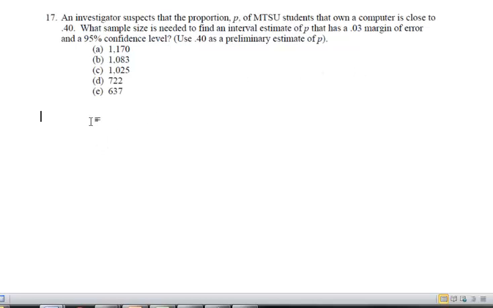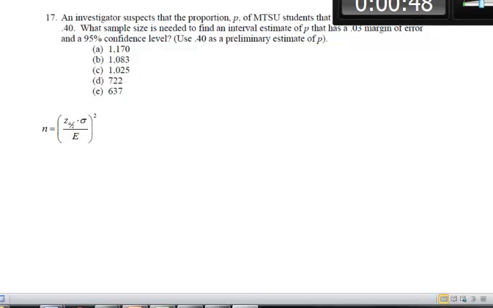So this is one of the few formulas we actually need to know, and definitely put this on your note card. It's n equals z alpha over 2 times sigma, all over E, and square it. Okay, and so we have all our values here. So 95%, do you remember what that corresponds to? Let me turn my writing on.